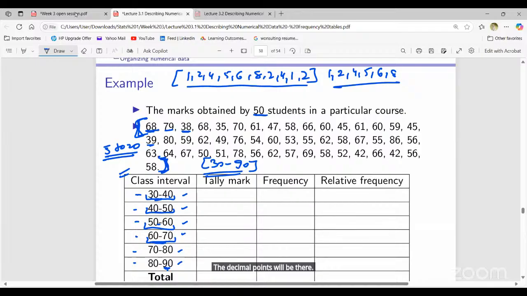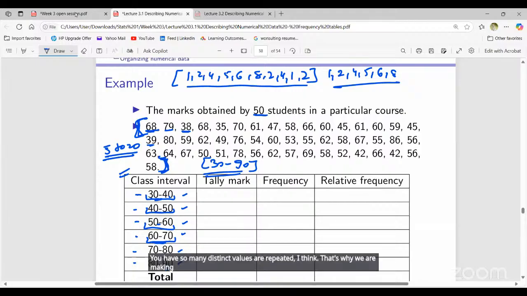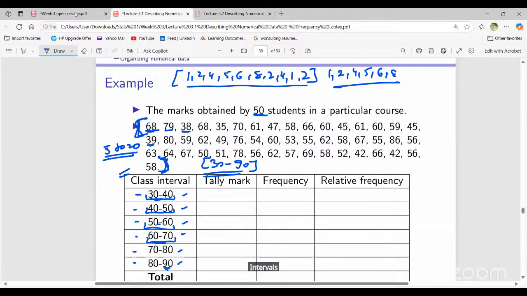But I am getting confused only. Yeah, so many distinct values are repeated, I think. That's why we are making intervals. I think, Ma'am, that's just called group data. We're grouping things. Can we say that we can also arrange this data in a discrete table? But I think this is discrete data, not continuous data.